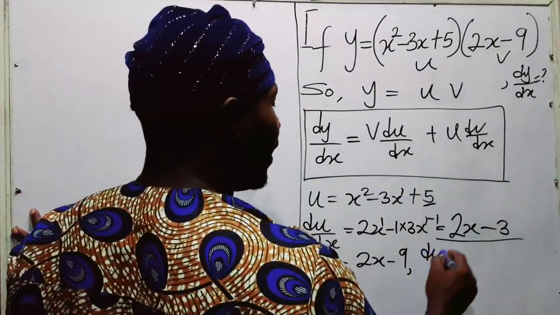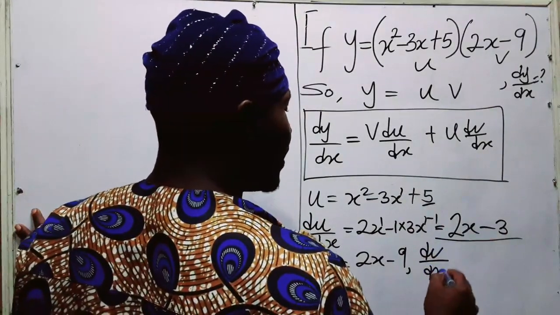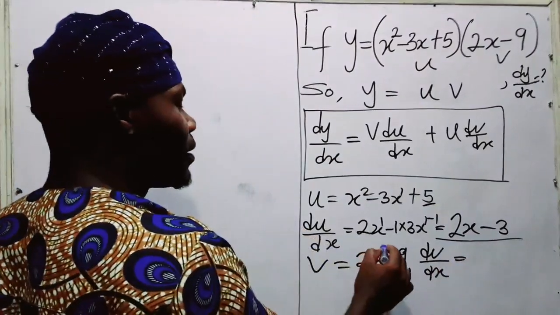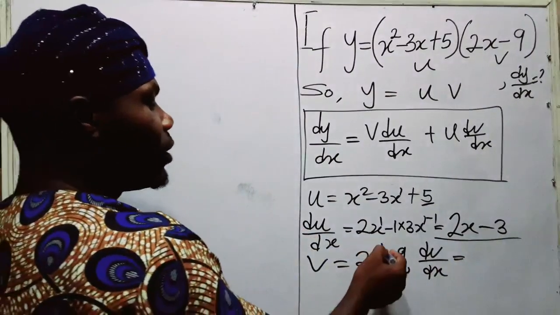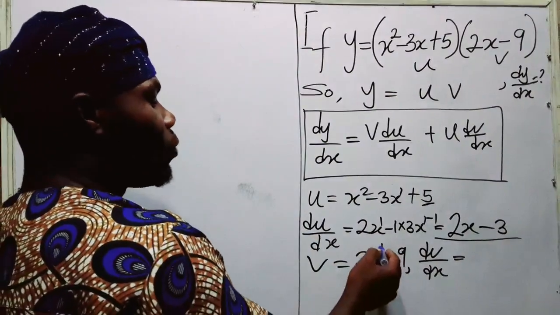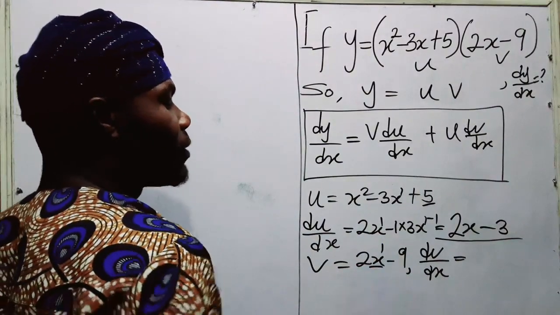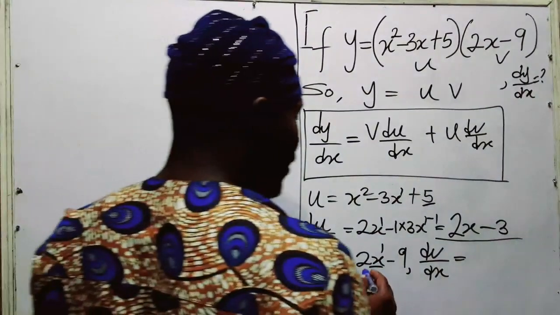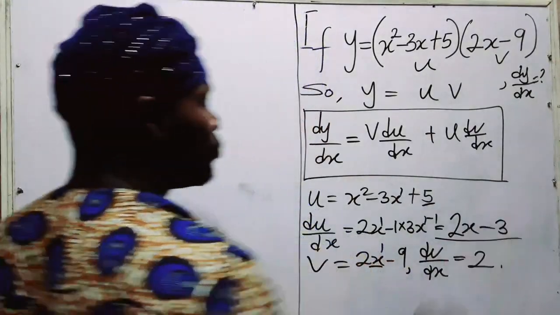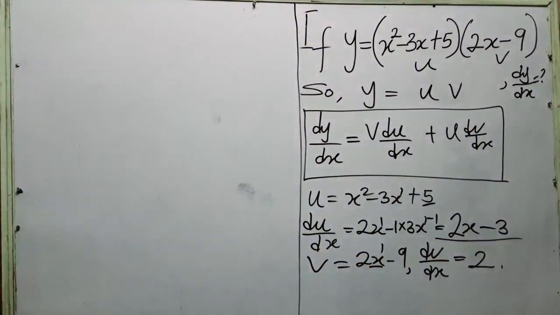So our dv/dx will be, this is just raised to power 1 already. The 1 will multiply 2, and 1 minus 1 gives x raised to power 0. So the value here will give us 2. So we are able to get the value of dv/dx and we are able to get the value of du/dx. Now let's start applying the formula to get a simplification of dy/dx.